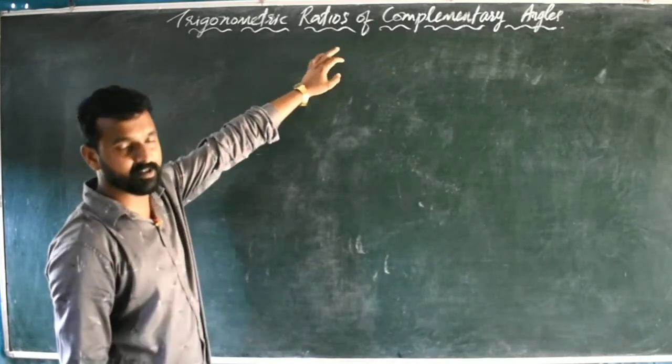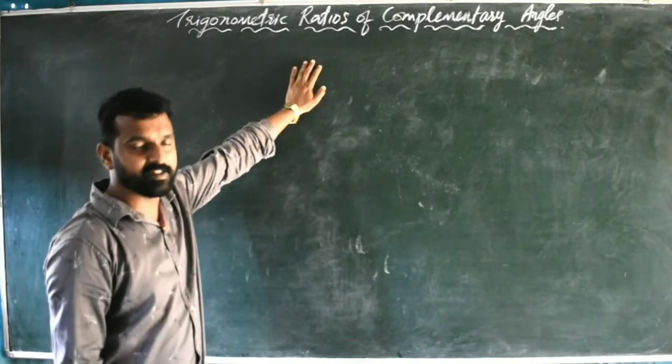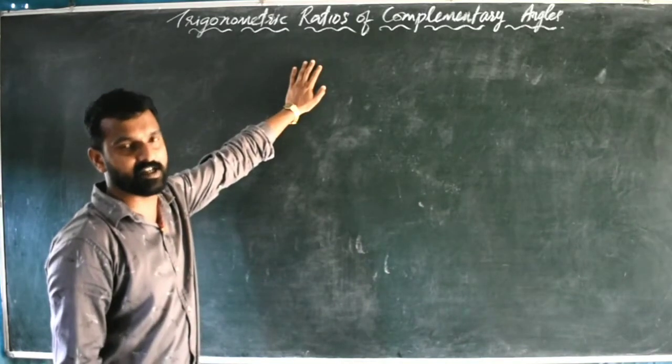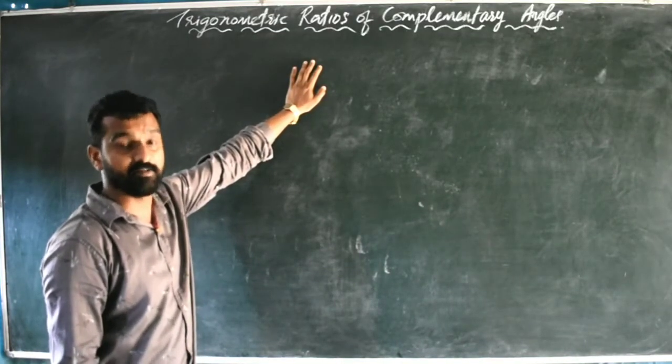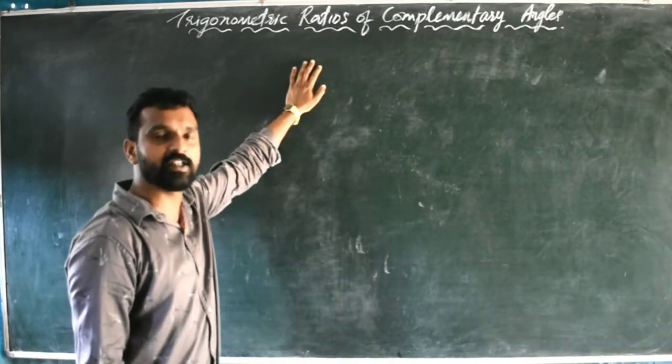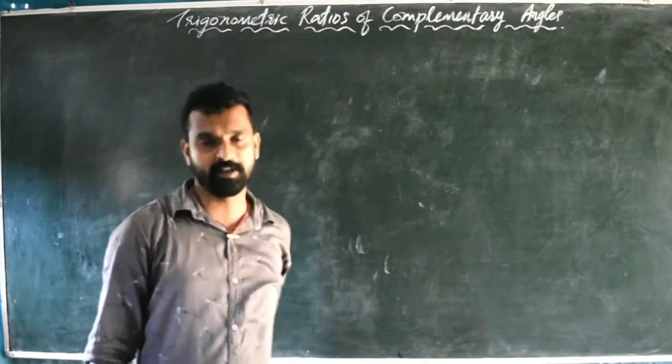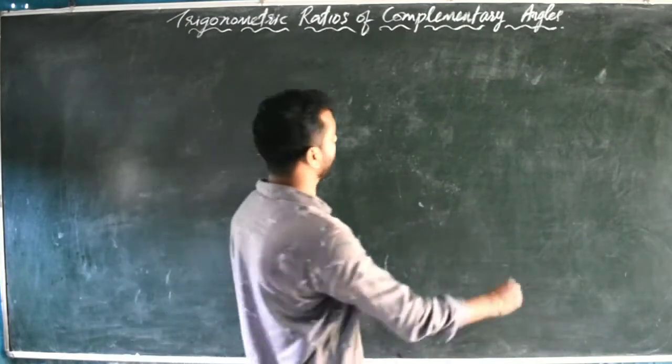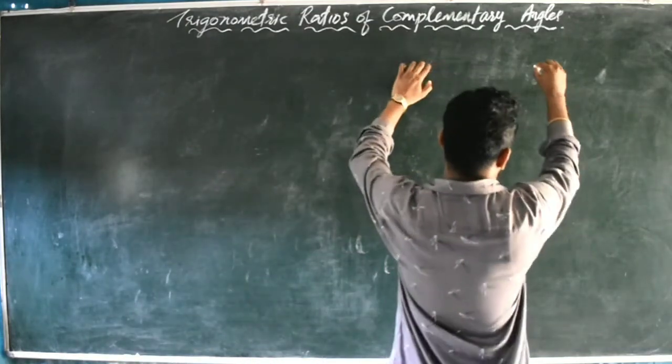What is meant by complementary angles? Two angles are said to be complementary if their sum is equal to 90 degrees. If the sum of two angles is equal to 90 degrees, then they are called complementary angles. So here we are going to find out the trigonometric ratios of complementary angles.